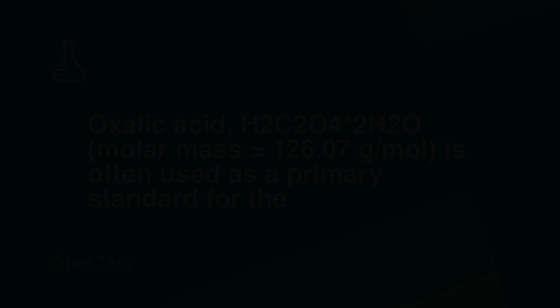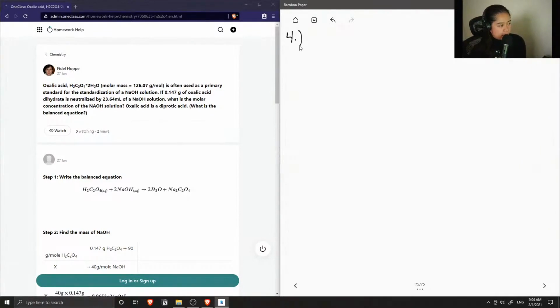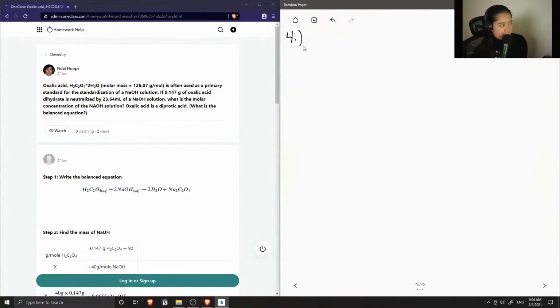It says that acid, which its molar mass is 126.07 grams per mole, is often used as a primary standard for the standardization of a sodium hydroxide solution.